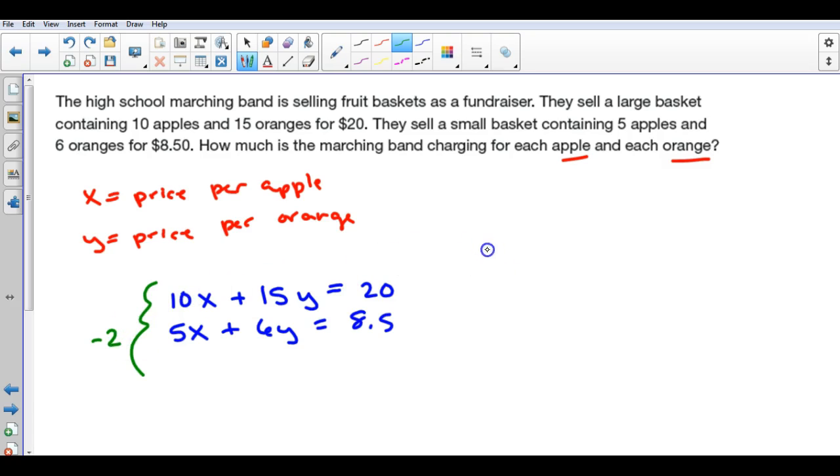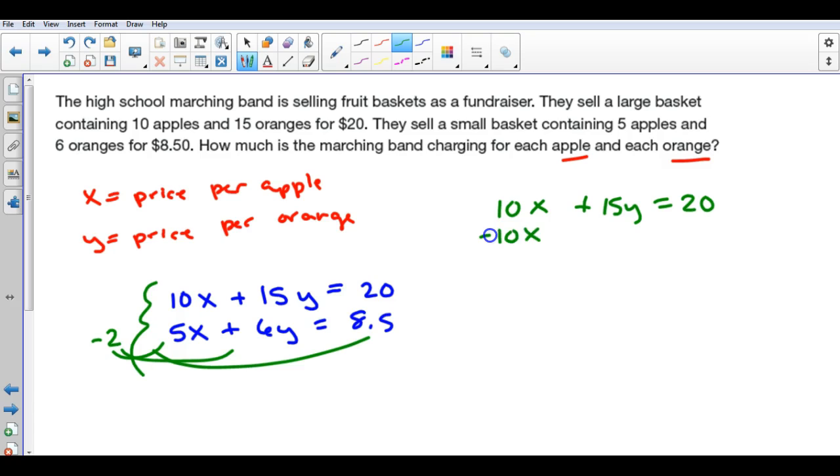So what I'm going to do is rewrite my top equation, 10x plus 15y equals 20, and the bottom equation, multiply all 3 of these things by negative 2. Negative 2 times 5x is negative 10x. Negative 2 times 6y is negative 12y. And then I have negative 2 times 8.5, which is negative 17. So what I'm going to do is add going straight down.